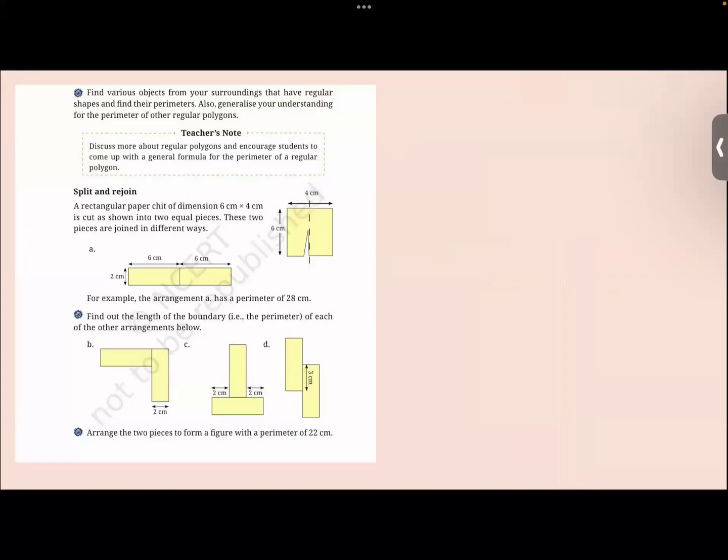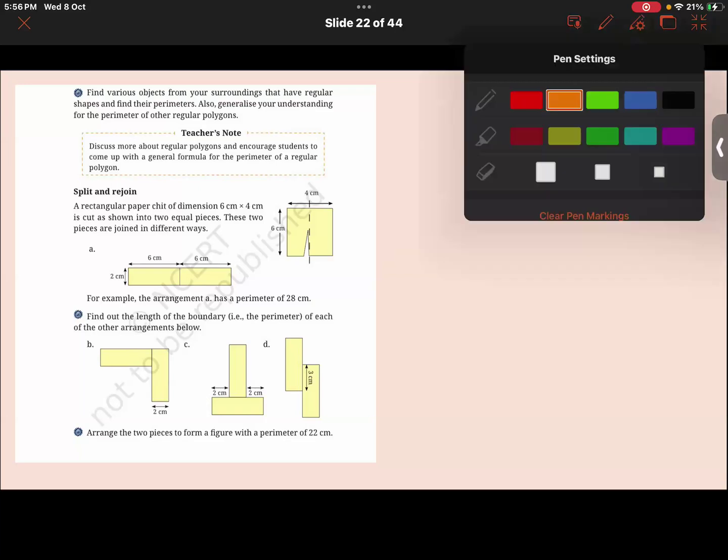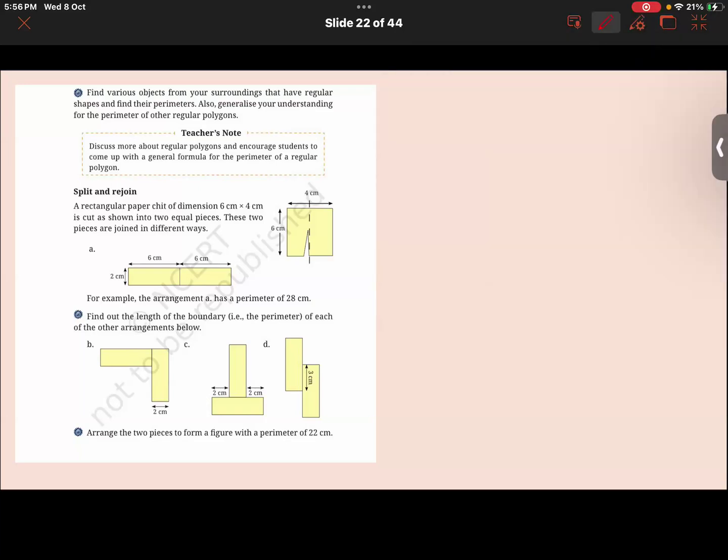Further, look at this one over here. There's a rectangular paper sheet of dimension 6 by 4 centimeter given over here. Then it has been cut as shown in the figure. It has been cut into two equal pieces, and these two pieces are now joined differently.